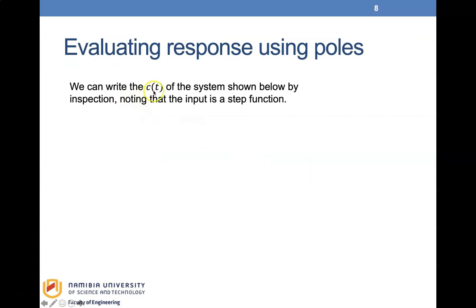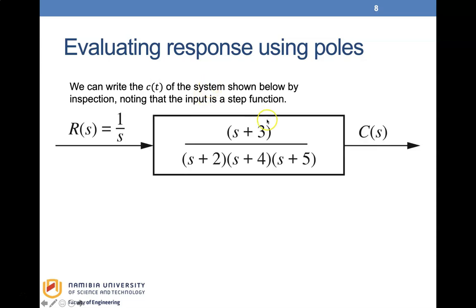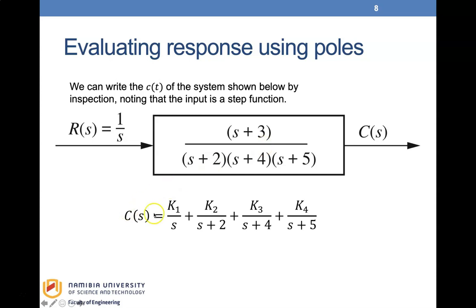So we can write the time response of the system shown by inspection. This is a system shown just for us to have an idea of how this system is going to respond. Here we have the input, which means we're going to have a pole at the origin, and this is the transfer function, which will give us the shape of the response. So if you look at this, you can quickly write that C(s) is K1 over s plus K2 over s plus 2 plus K3 over s plus 4 plus K4 over s plus 5, by performing partial fraction expansion.